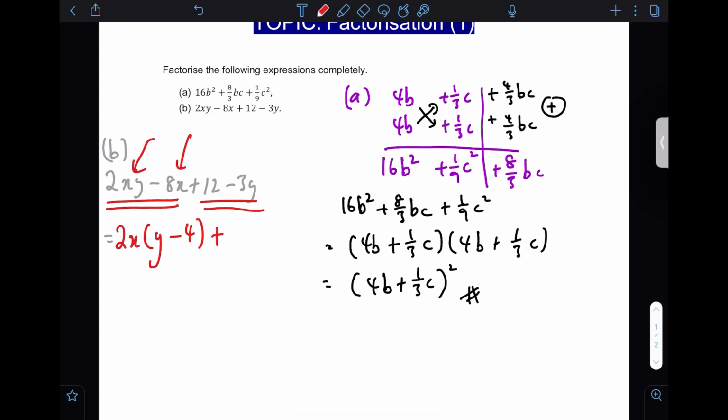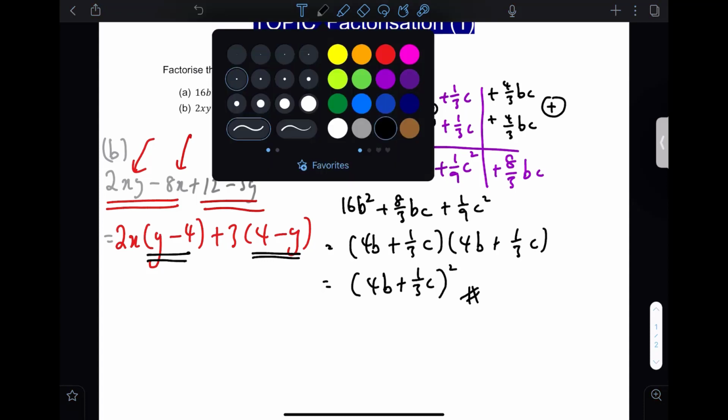Okay? Plus, now for this guy, you can take out 3. So when you take out 3, this is what happens. You get 4 minus y. Now the problem is, right now, we see this term and this term, they look very similar, but they're not exactly the same. They're opposites. So how do I make it exactly the same?